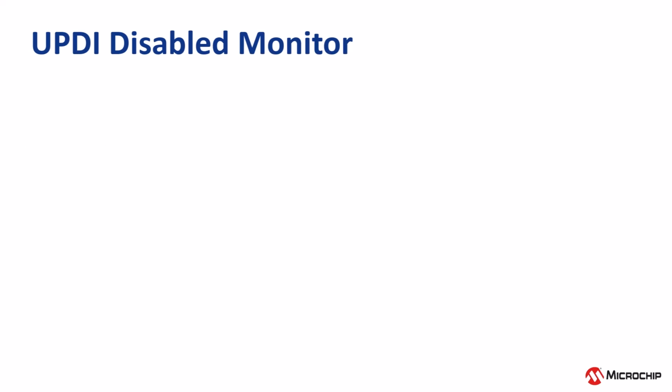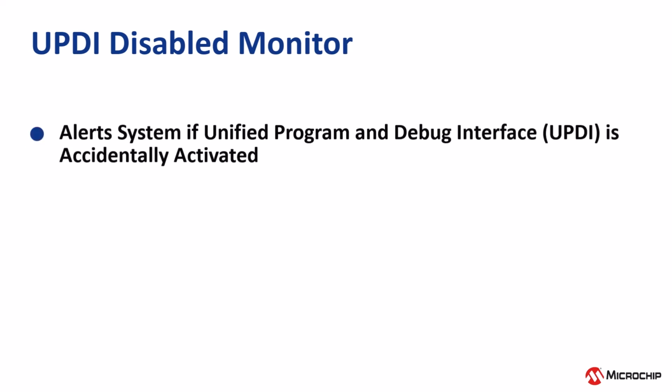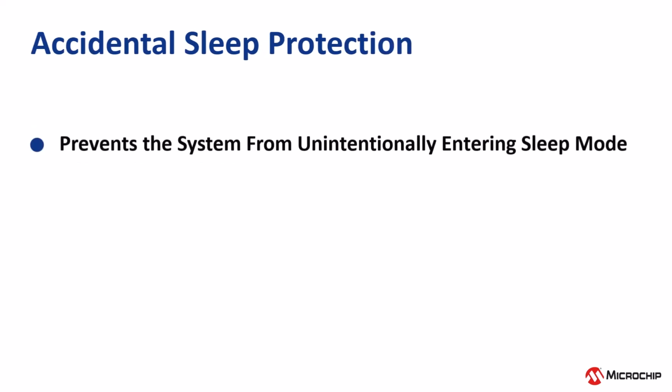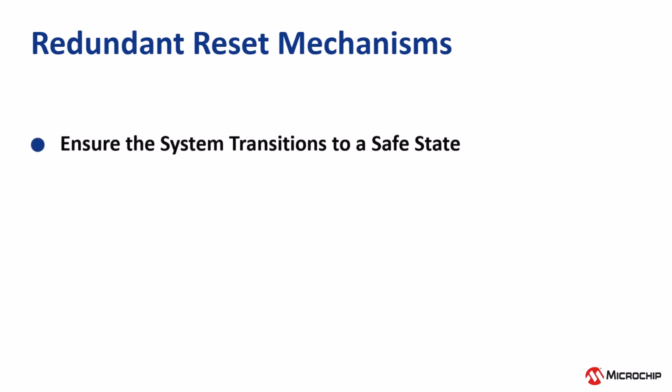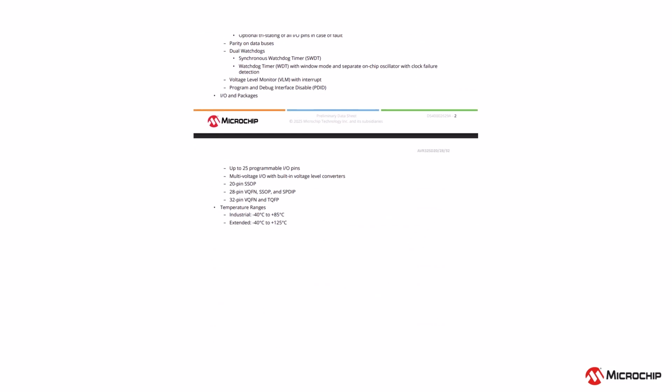The UPDI disabled monitor alerts the system if the Unified Program and Debug interface is accidentally activated, which can potentially cause faults. Accidental sleep protection prevents the system from unintentionally entering sleep mode, which could lead to faults or unexpected behavior. And redundant reset mechanisms and safe state transitions ensure the system transitions to a safe state even if a reset mechanism fails. It should be noted that many of these features and mechanisms are more detailed than we have time to describe here. So for more information on any of these features, please see the AVR SD datasheet.